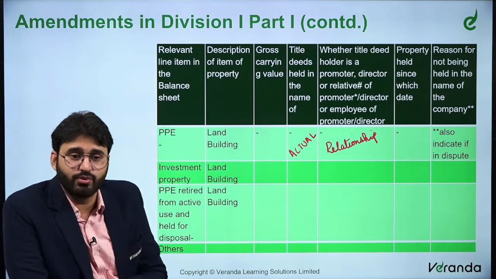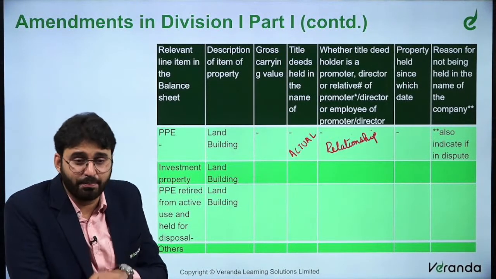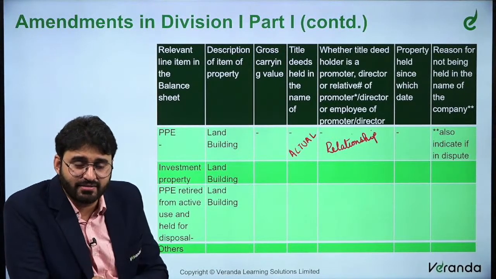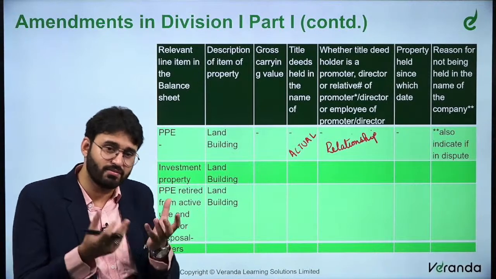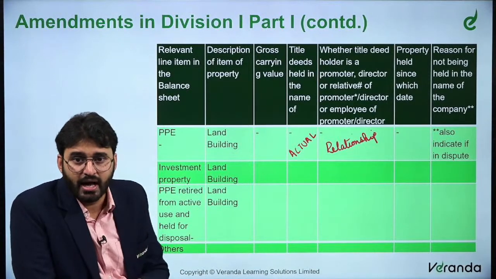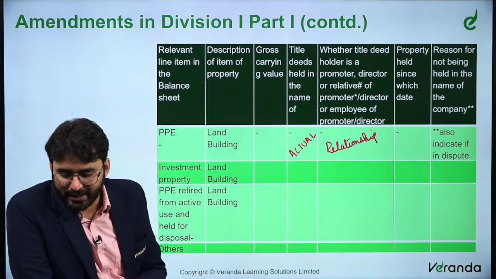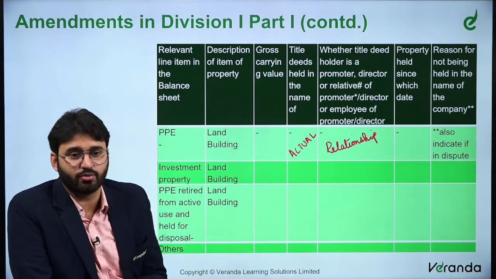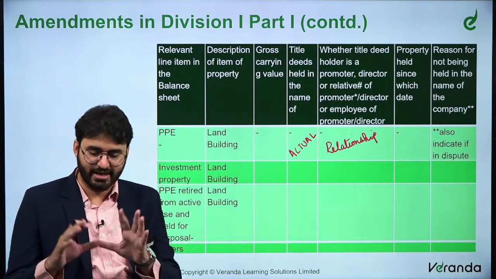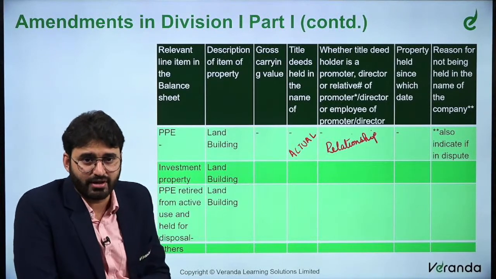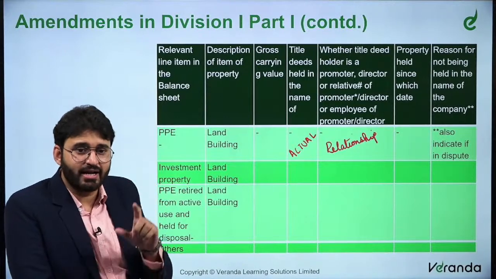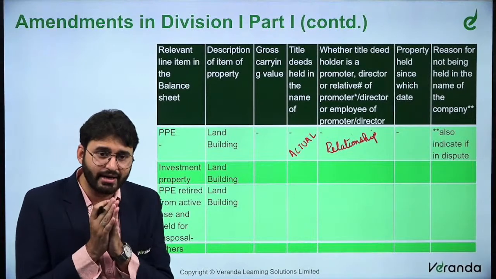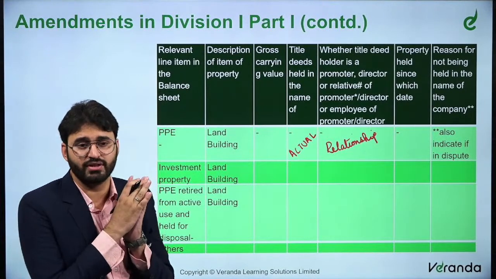Property held since which date? The company is holding the property since when? What is the date on which the property was bought? And the reason for not being held in the name of the company. That is another very important item. Also indicate if it is in dispute, right? So, this is the entire disclosure that needs to be given. Auditors have to be very specific here, and they have to read it in line with the CARO requirements.